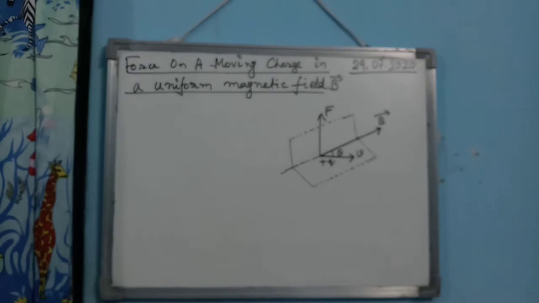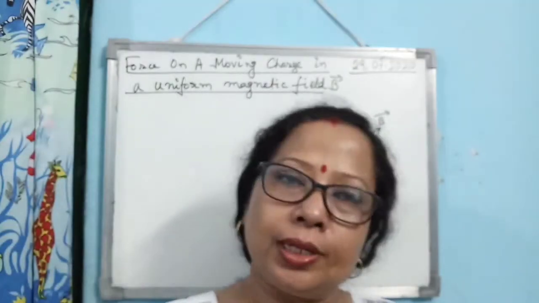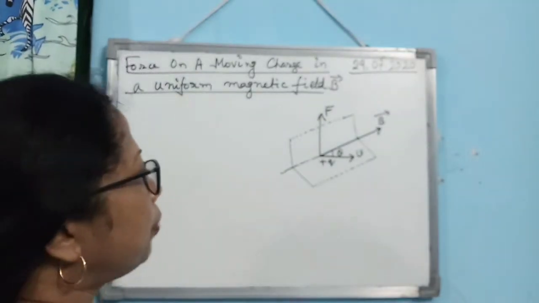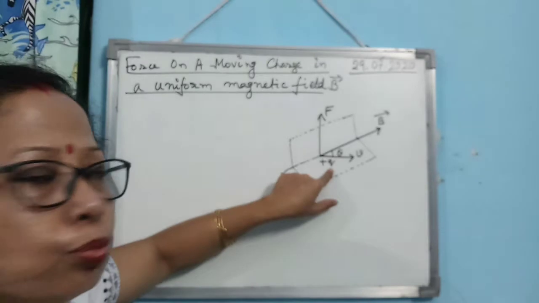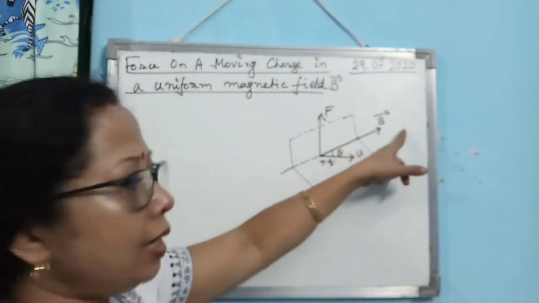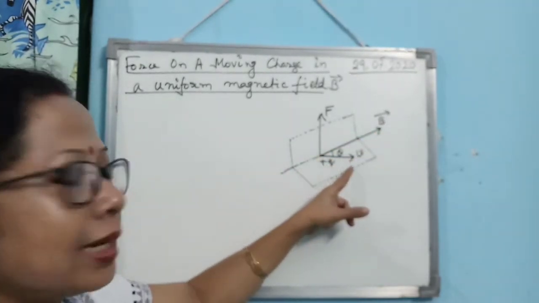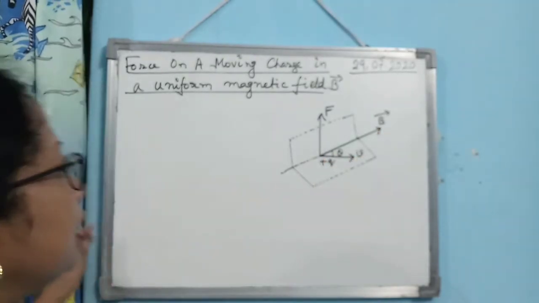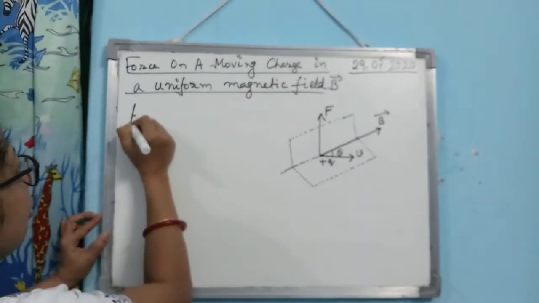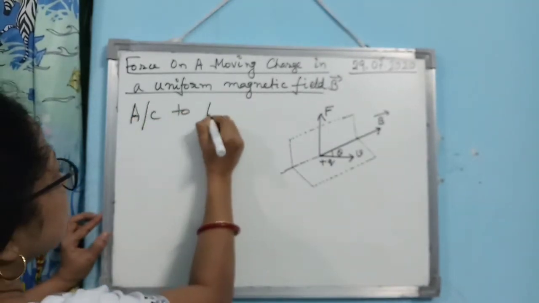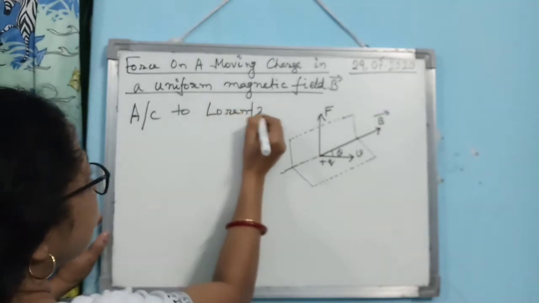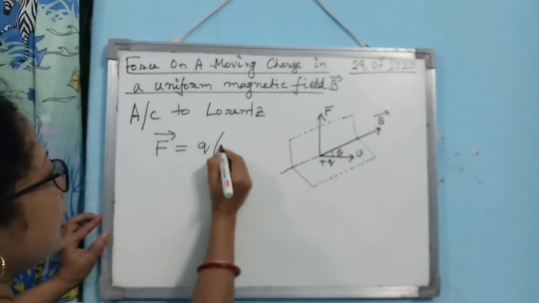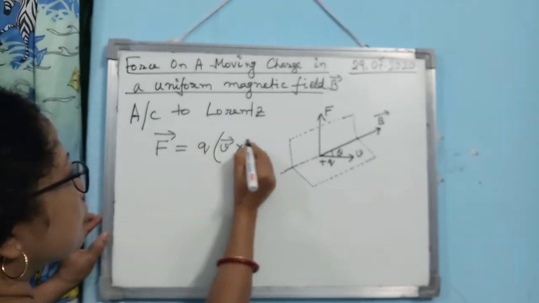Now, force on a moving charge in a uniform magnetic field B. This concept you already got in 10th standard. Suppose there is a charge +Q moving in a magnetic field B with a velocity V in this direction as shown in the diagram, making an angle theta with the direction of B. Then according to Lorentz, who first gave the concept, the force experienced by the particle is given by Q into V cross B.